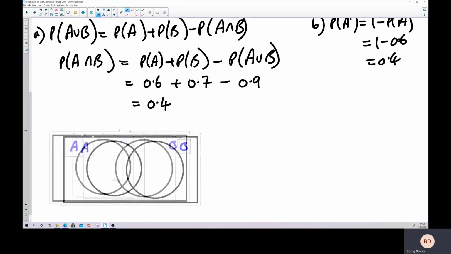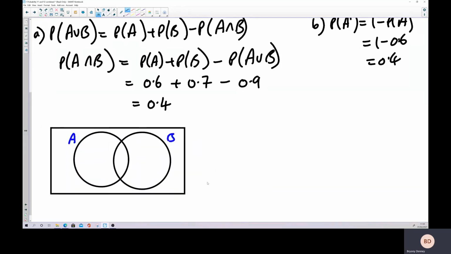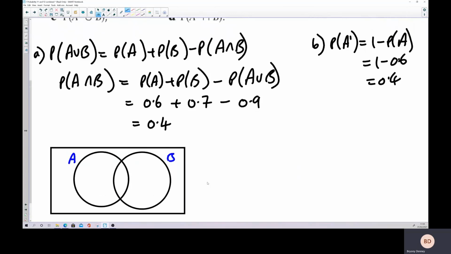So I've got one here partly filled out. Now that we know the intersection, we can put that in. So that is 0.4. Okay, so that's the intersection of A and B. Because the probability of A is 0.6, that means we have to have 0.2 here. And because the probability of B is 0.7, we would need a 0.3 in here. And if you add those together, you get a 0.9 in total, which means on the outside we have to have 0.1. Always remember to put that value in as well.